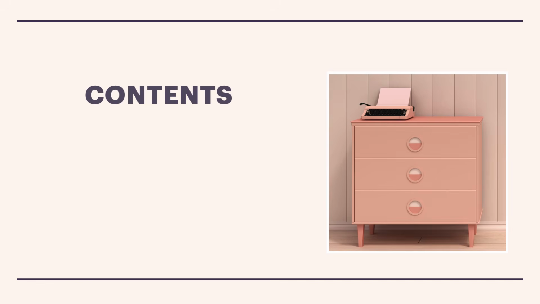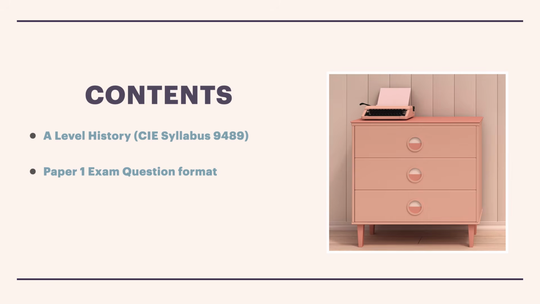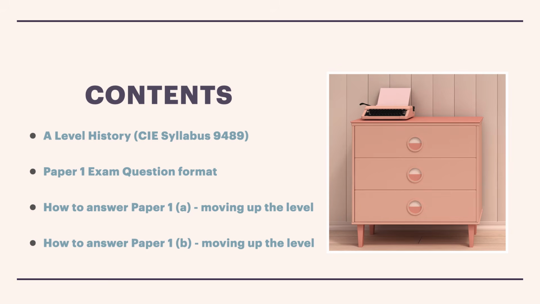Let's first look at the content of this video presentation. We will focus on the syllabus 9489 AS History endorsed by Cambridge International Exams. The AS syllabus consists of both Paper 1 and Paper 2. In this video, we will only look at Paper 1. We will also look at the exam question format, then followed by how to answer Paper 1, Part A and Part B to reach the maximum scores in the higher level.